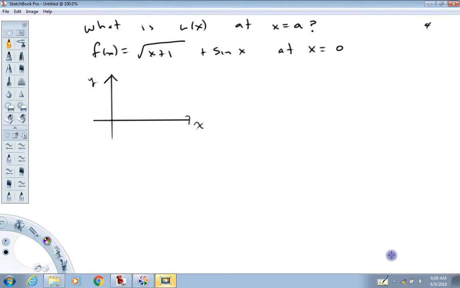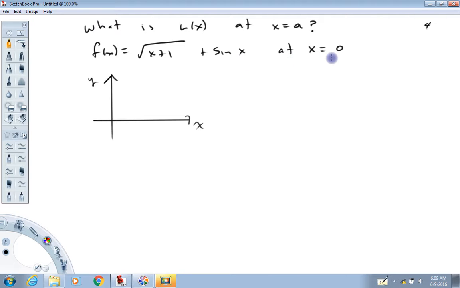The purpose of this video is to demonstrate how to find the linearization of a function at a given point. So what is L of x at x equals a? L of x is the linear approximation of this function. a is going to be 0 in this example. So what we're going to do is try to find the linear approximation of this function, square root of x plus 1 plus sine x, right around x equals 0.